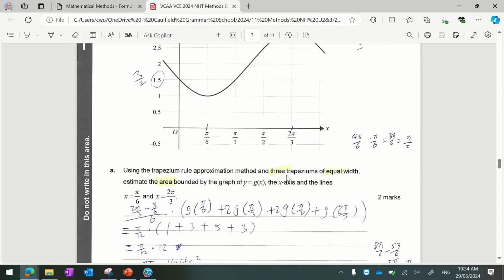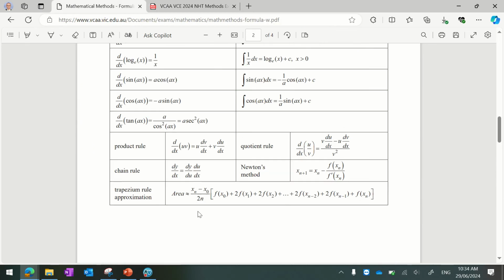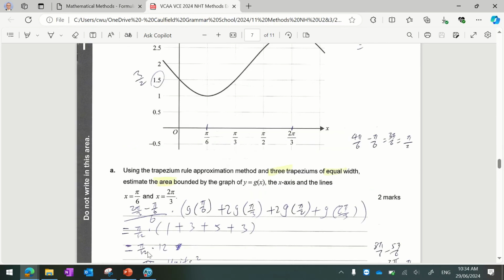You can see my highlighting here. You always need to highlight keywords. We're doing 3 trapezium, so n is 3, 2 times 3 is 6. That's where my 6 comes from. And then you just plug it in, right?